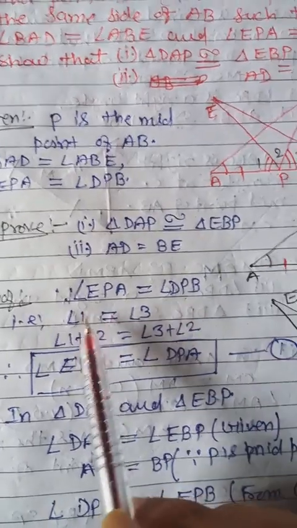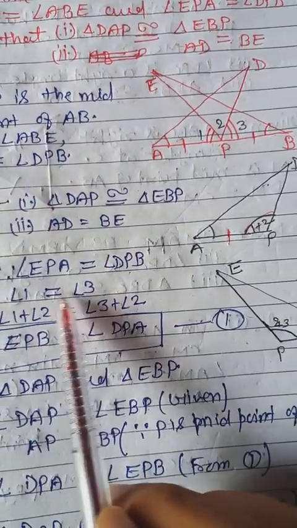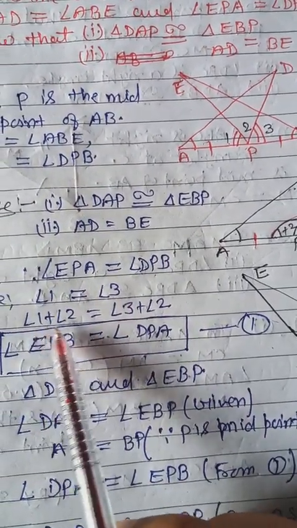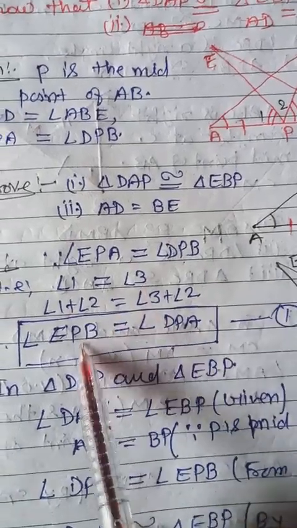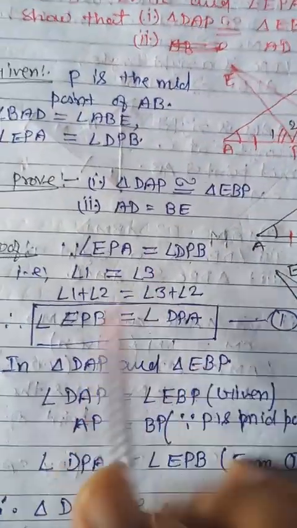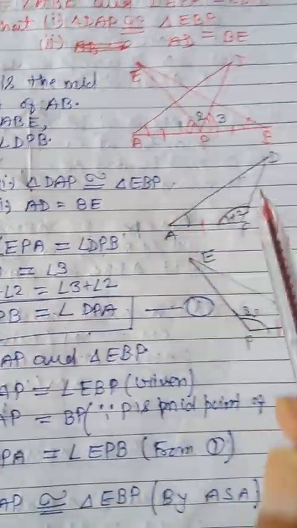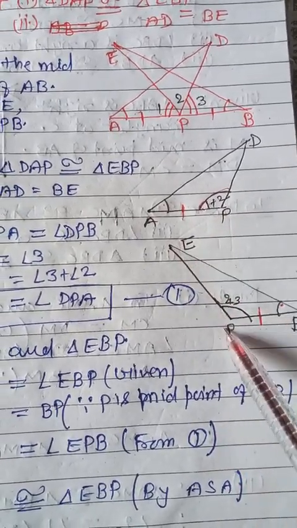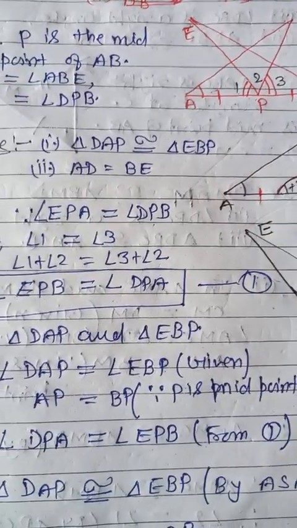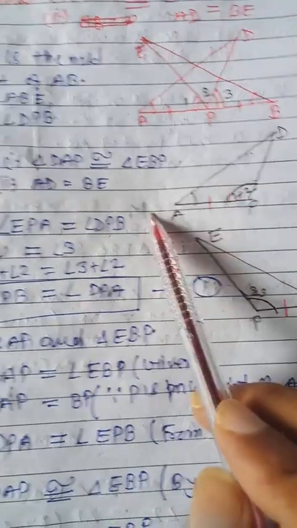Okay. Now angle 1 is equal to angle 2. When angle 2 is added to both sides, we obtain that angle EPB is equal to angle DPA.